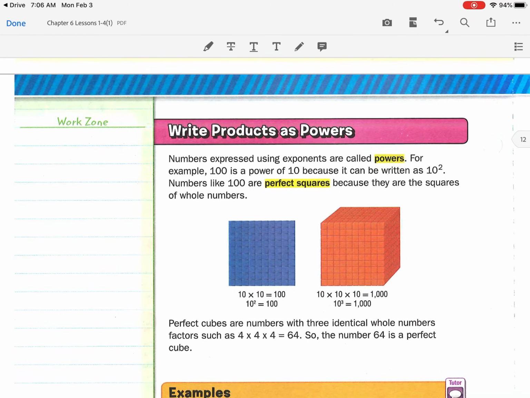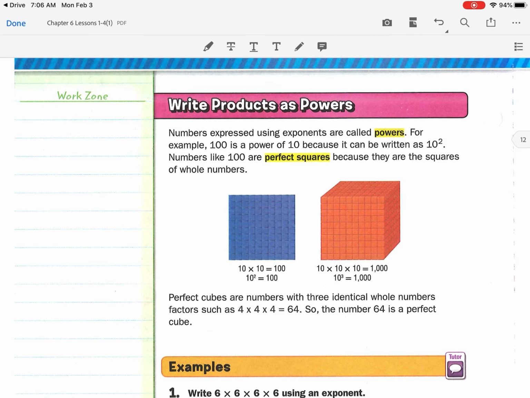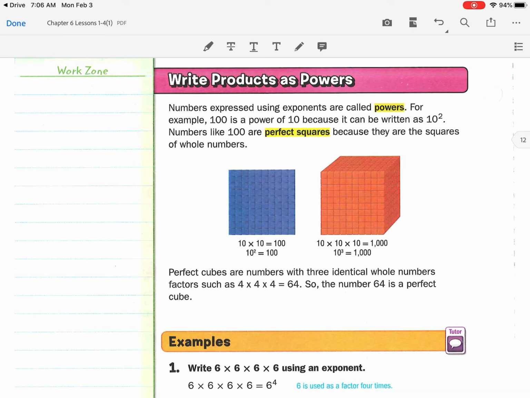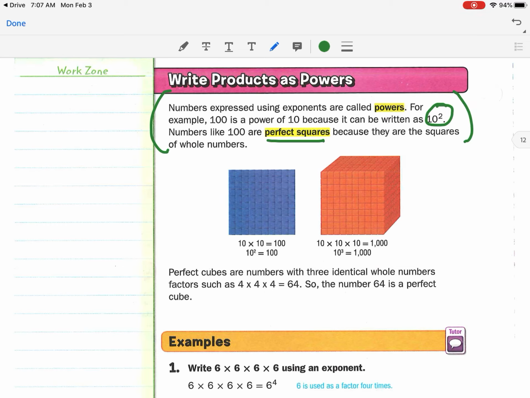Oh, forgot to mention, we get to start using our calculators now, so make sure you have those calculators out or ready to go, because you'll want them eventually for your homework. All right, let's take a look. We're going to write numbers as powers. Numbers expressed as exponents are called powers. For example, 100 is a power of 10 because it can be written as 10 squared. Numbers like 100 are perfect squares because they are the squares of whole numbers.